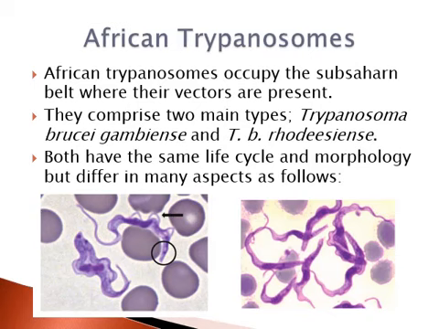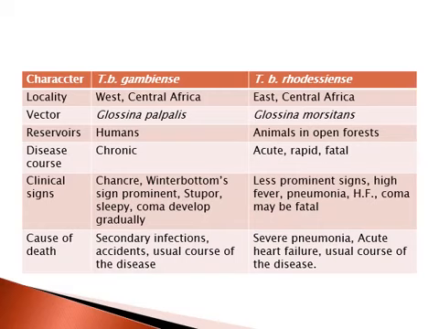Concerning African trypanosomes, these occupy the tropical Africa zone, or what we call the sub-Saharan belt, where their vectors are present. They comprise two main types, Trypanosoma brucei gambiense and Trypanosoma brucei rhodesiense. Both have the same life cycle and morphology, but they differ in many aspects, as we'll see. Distribution: Trypanosoma brucei gambiense is in western and central Africa, while Trypanosoma rhodesiense is in east and central Africa. Their vectors are Glossina palpalis and Glossina morsitans.